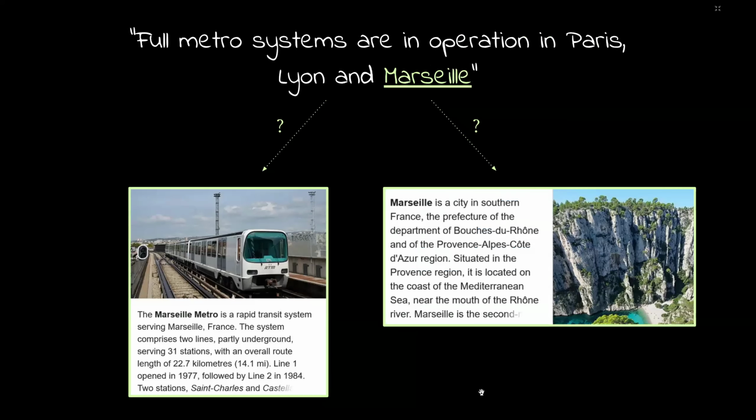Okay, let's do 1 more, the final one. So here it says full metro systems are in operation in Paris, Lyon, and Marseille. So we have 2 ways of linking Marseille to a Wikipedia article. Either we link through to the actual page that, in detail, talks about the Marseille metro, or we link it through to the city Marseille, that is a city in France. So what does everybody think? 1 being the detailed article about the Marseille metro, and 2 being the city of Marseille.